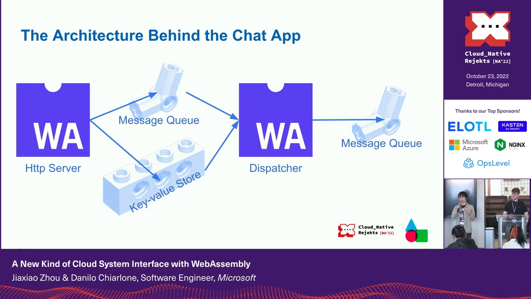And that dispatcher will dispatch the message to the user queues. So each user in a group chat will have their own queue to get the messages. So each GET request that comes to the HTTP server, you will locate that specific user queue to get a message out of the queue to return to the front end.